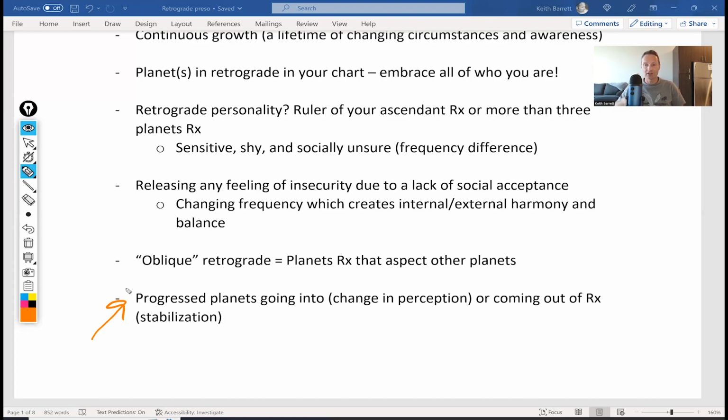There'd be stabilization, right? So maybe with that Mars retrograde in the first 35 years of your life, you've had a lot of changes in terms of breaking free from structures. And now with Mars progressed in Aquarius going direct, there'd be some stabilization, right? You would have created some new structures that feel good for you. And so there typically is not as much change or as much upheaval as maybe you felt in the beginning of your life. And so that's how that works.